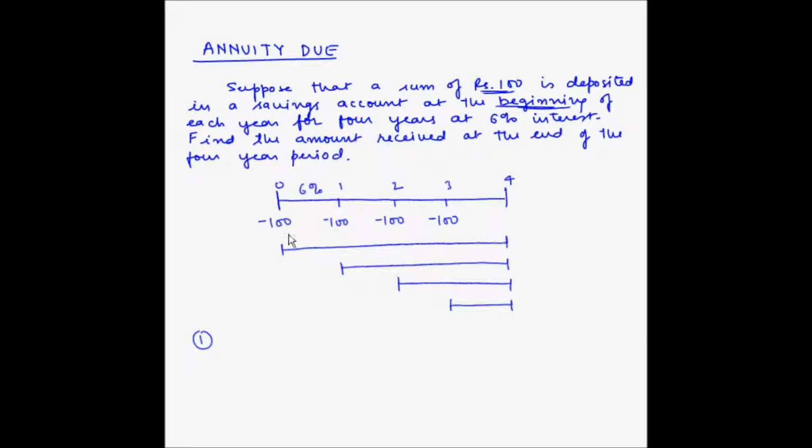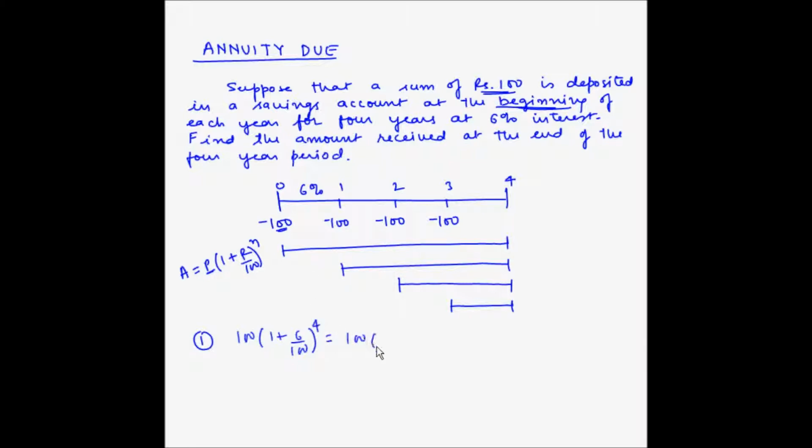So let's first take this 100 rupees. Now the formula for compound interest is the total amount is equal to the principal into 1 plus r by 100 to the power n, where r is the rate of interest per compounding period and n is the number of compounding periods. P is the principal amount. So P here is 100. So we have 100 into 1 plus r is 6. So 1 plus 6 divided by 100 to the power n. N is 4 because this is a 4-year annuity.